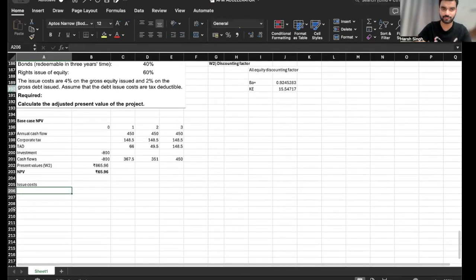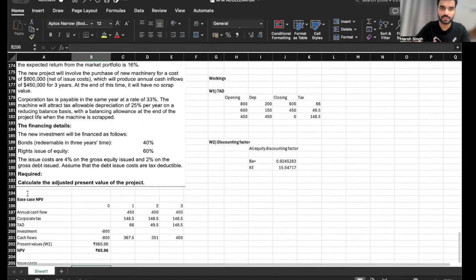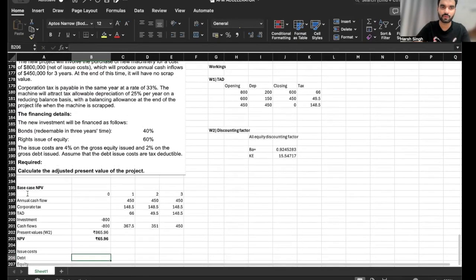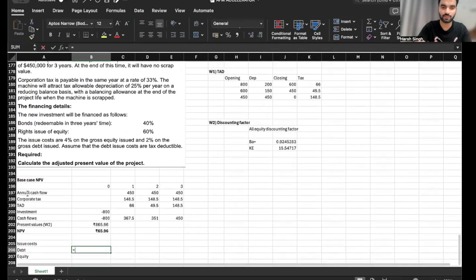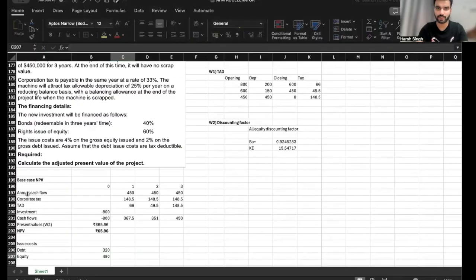Total is 400. We'll go with debt and equity. So debt, how much do we have? 40% into 800, then over here 60% into 480, 320. Okay, then issue costs are directly given over here, 4% and 2%, everyone.